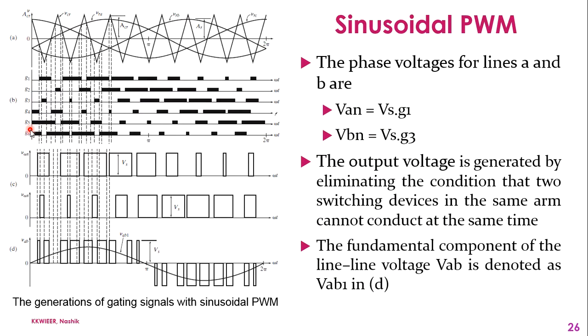The phase voltages for the lines A and B are VAN, which is equal to Vs times G1, and VBN, which is equal to Vs times G3, shown over here in C. The output voltage is generated by eliminating the condition that two switching devices in the same arm cannot conduct at the same time. The fundamental component of line-to-line voltage VAB is denoted by VAB1, which is shown in diagram D.